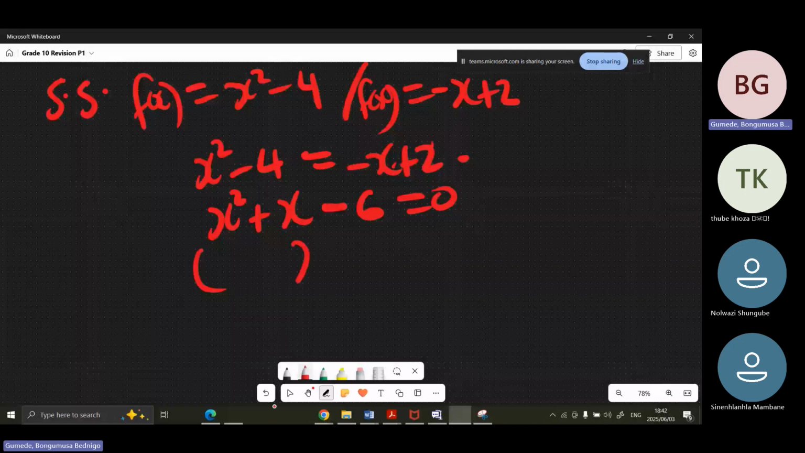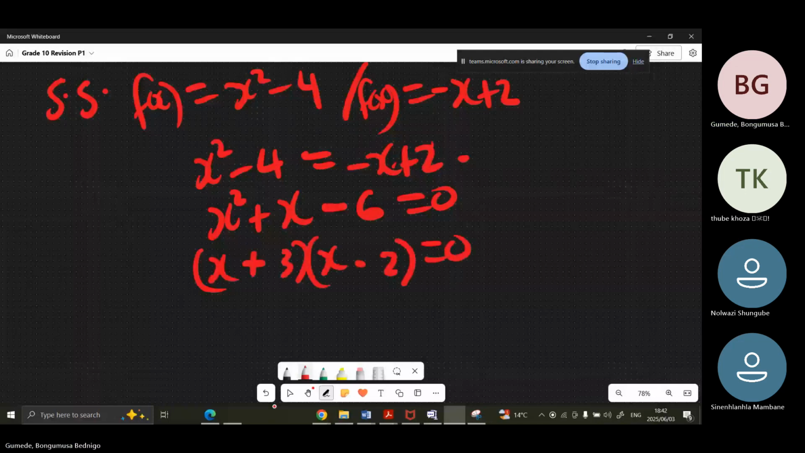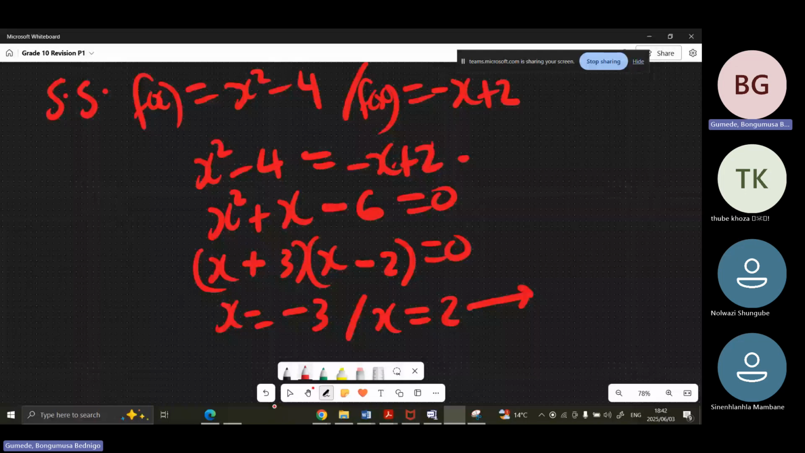x and x, 3 and 2. Plus, minus. x equals 2. This is true because we got 2 at A. We know that this one is at A, and A, the graph of G, meets the graph of what? Of F.